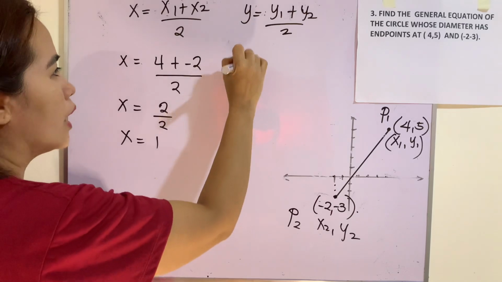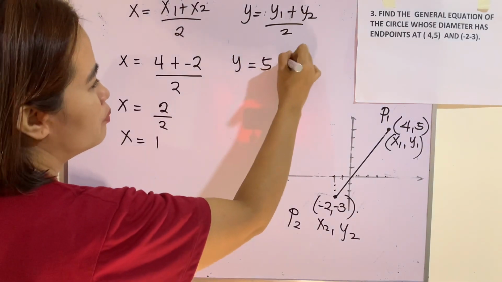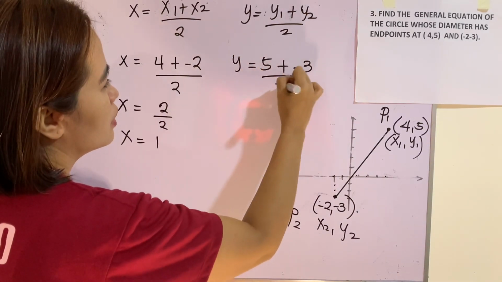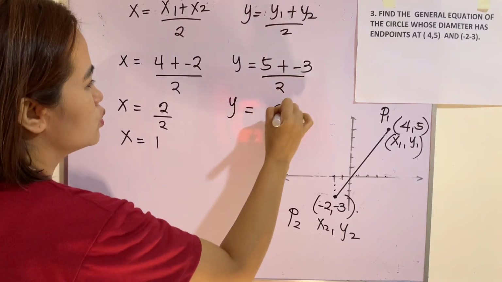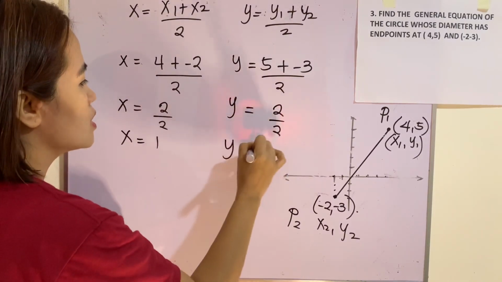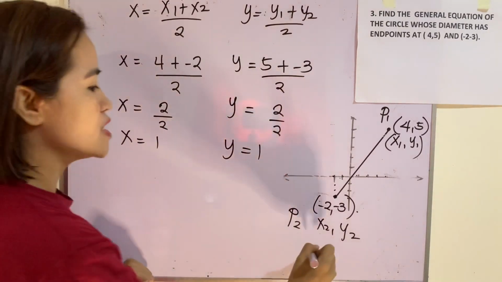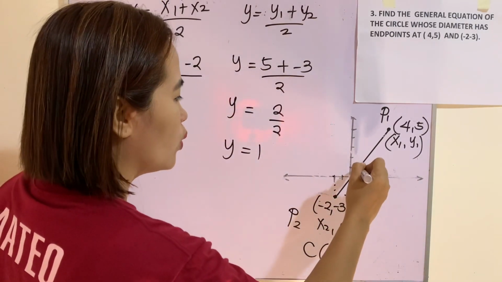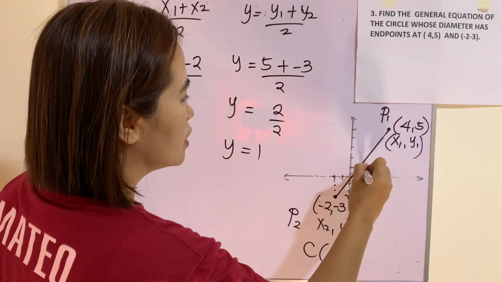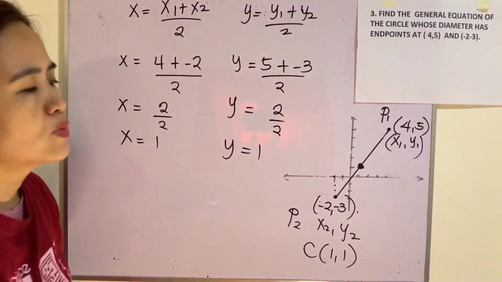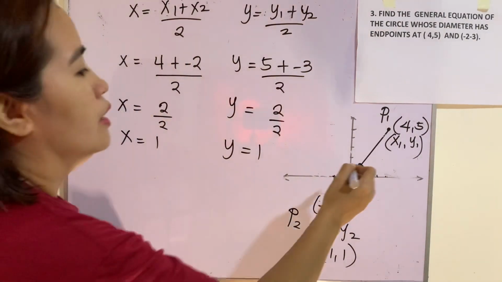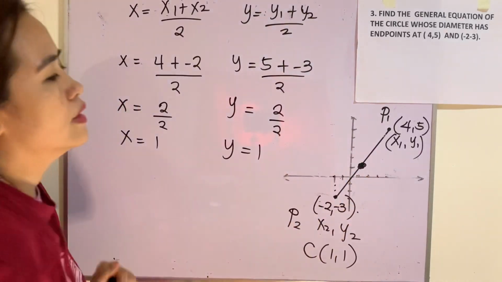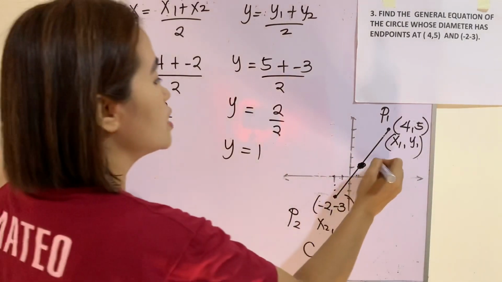And then for y, we have 5 plus negative 3 divided by 2. Y is equal to 2 over 2. Y is equal to 1. So therefore, our center here is 1, 1. And where is that 1, 1? This is 1, 1. Okay, so this one is 1, 1.